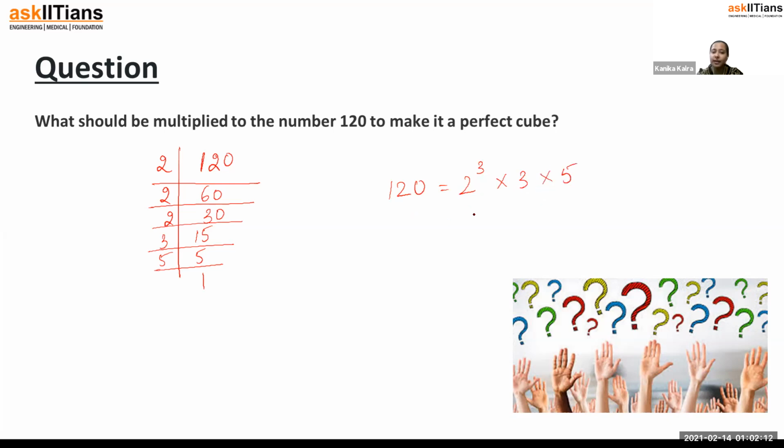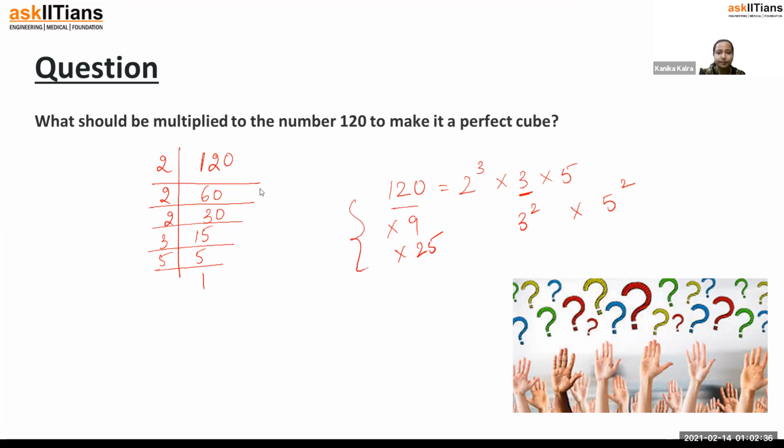So to make it a perfect cube, we need to have 3 square and 5 square as well. That is why then only you can have the number which is a perfect cube. So we need to multiply 120 with 9 and 25. So whatever result you get would be a perfect cube.